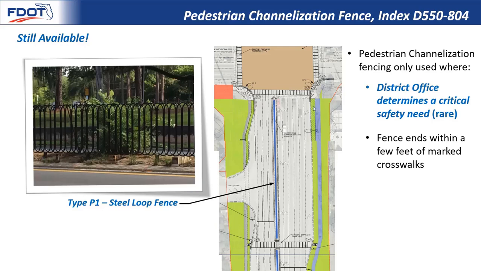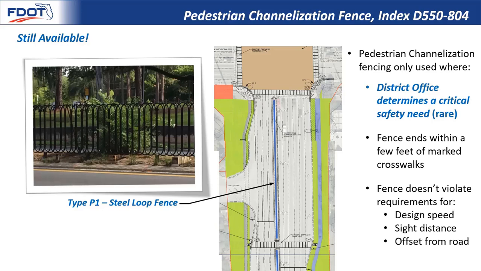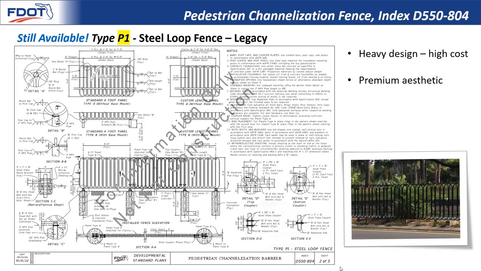And so this is another thing that's important. If the fence ends mid-block or it doesn't end near a marked crosswalk, pedestrians have a very strong tendency to just walk in straight lines and likely just cross at the end of the fence, even if there's no marked crosswalk nearby. And so that really doesn't provide much of a safety benefit. And then all of the other costs mentioned, including the additional sight obstruction, outweigh the benefit of the fence, and the fence just wouldn't be approved. Next, the fence can't violate requirements for design speed, sight distance, and the offset from the road, as shown in the standard plans instructions. And so currently I want to point out that our legacy fence is still available.